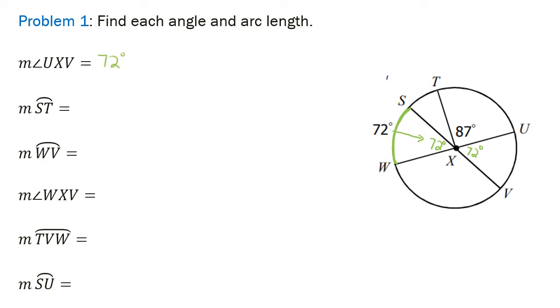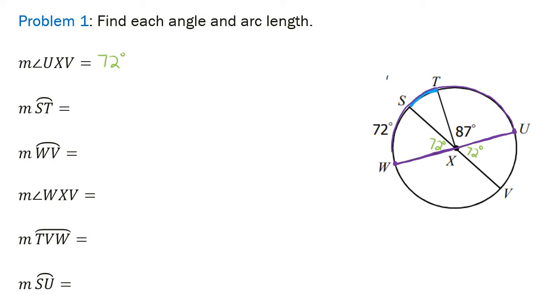The next thing it's asking us to do is to find the arc ST. So now they want us to find this arc right here, ST. Well, we don't have a vertical angle for that one to help us out. So instead, we're going to look at the segment UW. That segment goes through the center and touches each side of the circle as a straight line, which means it's a diameter. And a diameter breaks the circle up into two equal pieces.